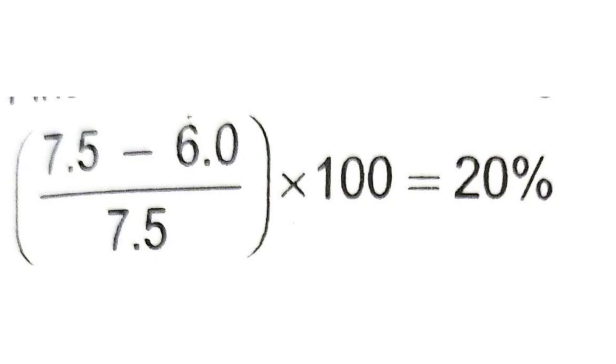Now, in this experiment, as in all experiments, there are some errors. So some of the sources of errors in this experiment are: the air initially in the combustion tube is not accounted for.